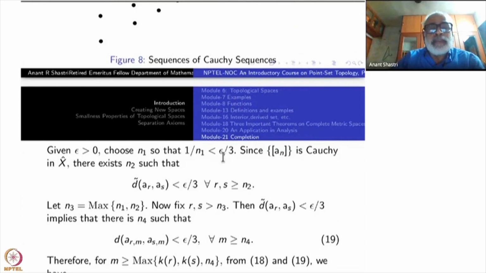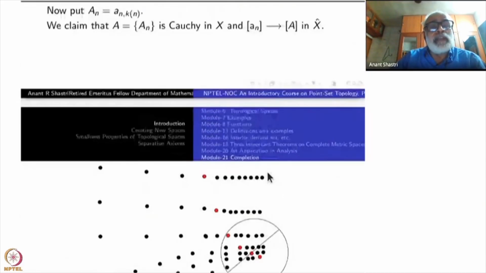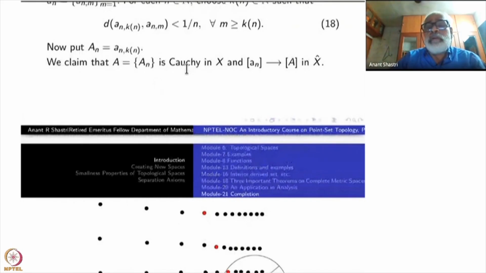Now you take the maximum of this N1 and N2. That is N3. I want to show that AR, AS is a Cauchy sequence, first of all. I haven't yet shown that. Without that, it will not be in X-twiddle, so it will not be inside X hat. The first thing is to show that A itself is a Cauchy sequence.